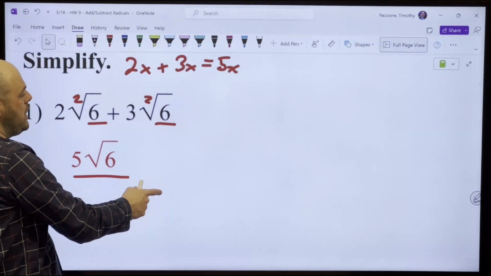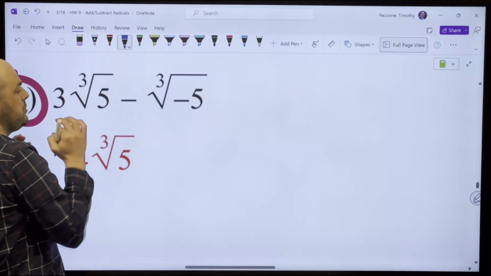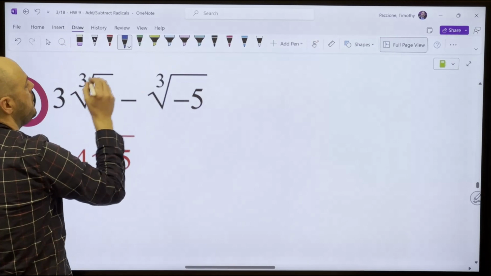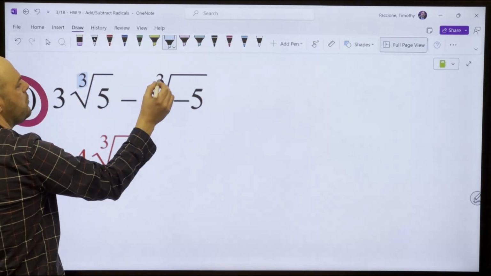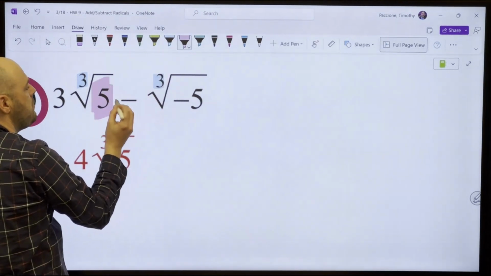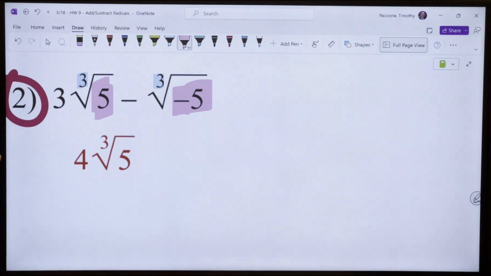Now, number 2. Well, you're doing your mental checks. You're like, all right, same root, 3 and 3. Okay, we're good there. And then you go to check the base, and you're like, 5, negative 5. Yeah. Well, if you multiply the negative that's on the outside. Kinda. Yes, but there's more to it than that.